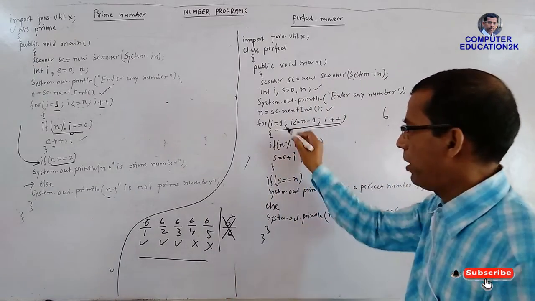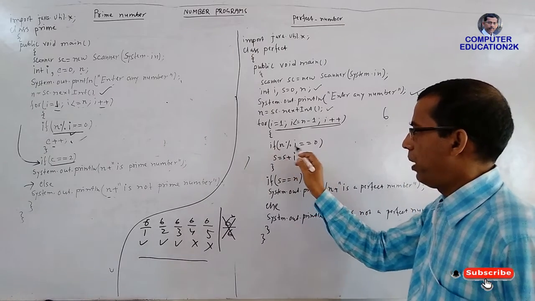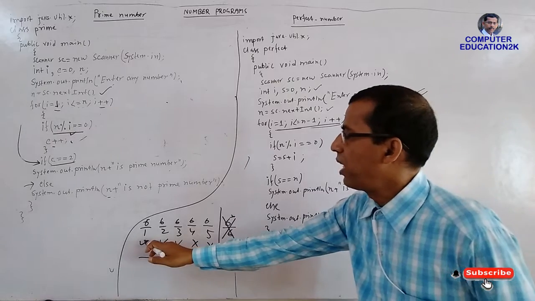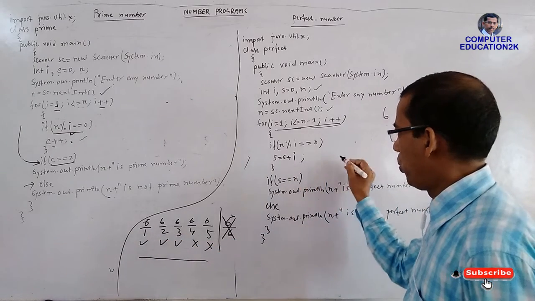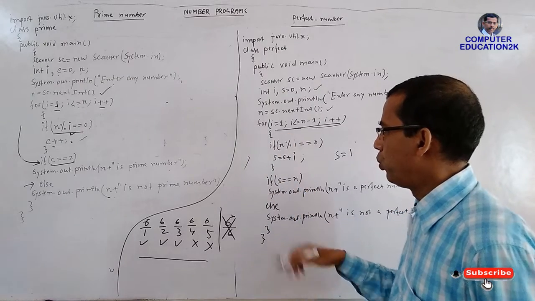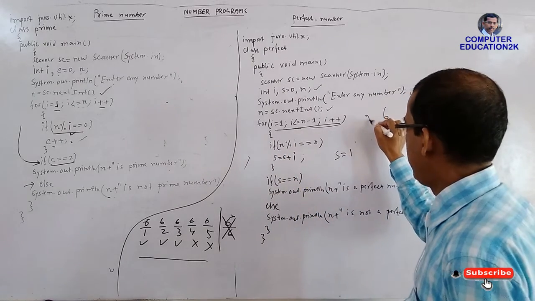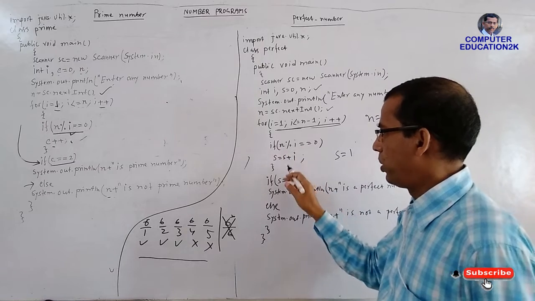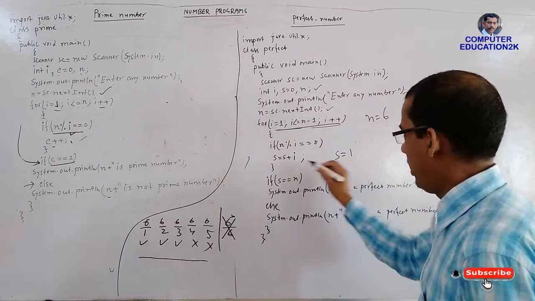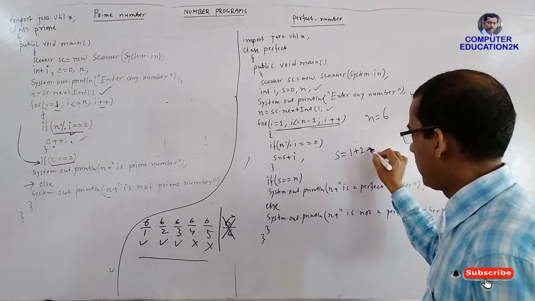So the first time the value of I is 1. 6 by 1 is divisible, yes. If it is divisible, that value 1 will go and store in S. Now S will become 1. Then next time the value of I is 2. N is 6, and 6 by 2 is divisible. If it is divisible, that I value will go and store in S. So 2 will come and store in S.